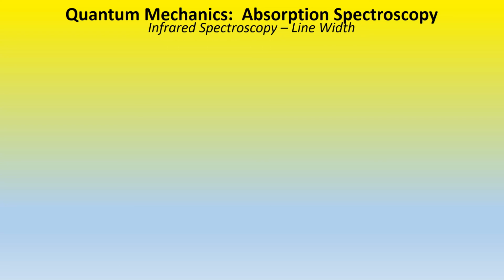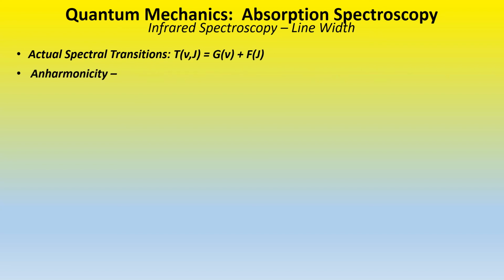So in conclusion, what are you actually looking at when you are looking at a quote-unquote IR spectrum? First of all, the actual spectral transition you are looking at is compound. It is a function of the vibrational state, which always comes from the ground state, but any number of possibly occupied rotational states. So that energy T(v, J) is equal to a function G(v) plus multiple functions F(J). Because the molecule is rotating while it is vibrating, you have an anharmonicity.